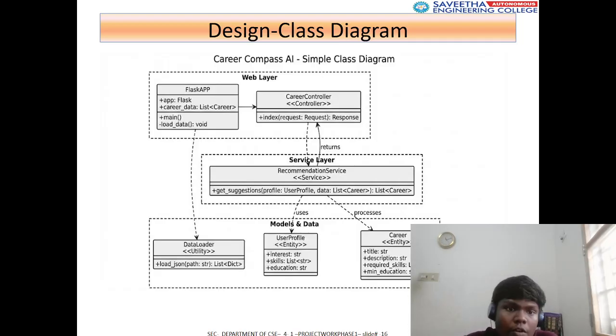And this is the class diagram of our project, with the web layer, service layer, and model layer. The student model covers user profile, interests, skills, and education; the career model covers title, description, and roadmap. The service layer handles recommendation with suggestions, and the controller handles the index requests and responses in Flask. Using Flask in this project is very easy and flexible compared to other frameworks. You can load up the data in this Flask app.